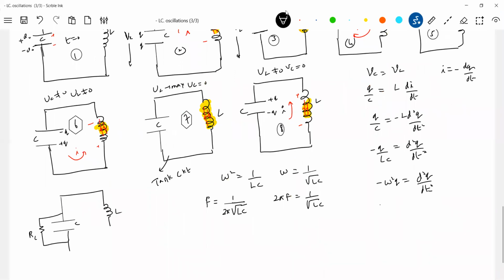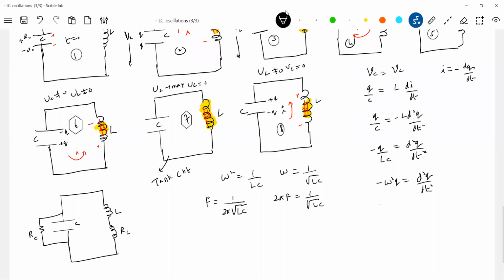Then there's an inductor, then inductive resistance, RL. This is what the practical circuit will be. As the oscillations are set up, these RL and RC are what? Dissipative elements. What about the capacitor and inductor? They are energy storing elements. They store only energy.